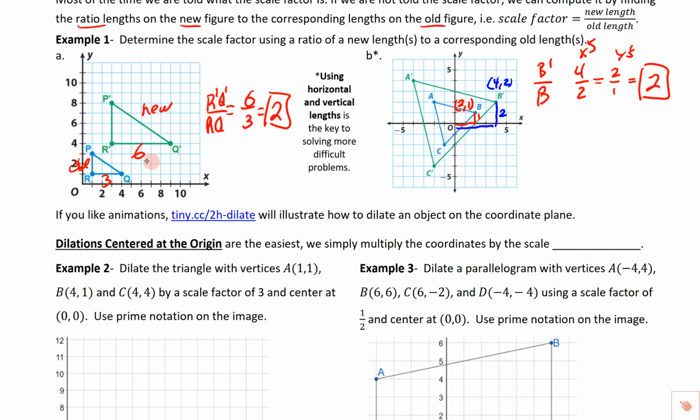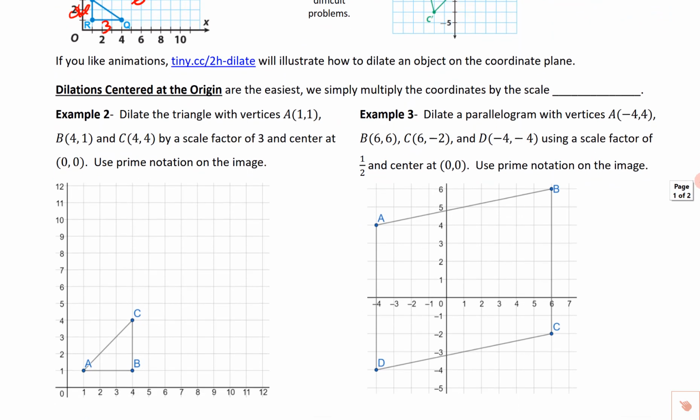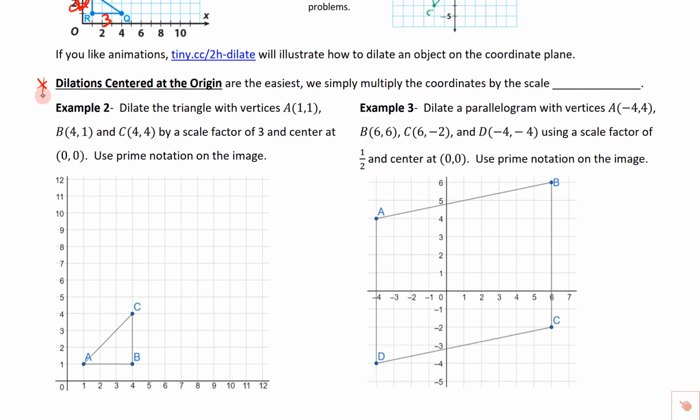So these were both dilated and stretched from the origin. They both got bigger. They don't always get bigger, sometimes they get smaller, but we're going to focus for the time being on dilations centered at the origin. They're the easiest, and it's pretty simple because all we have to do is multiply the coordinates by the scale factor. That's it. That's all we need to do.